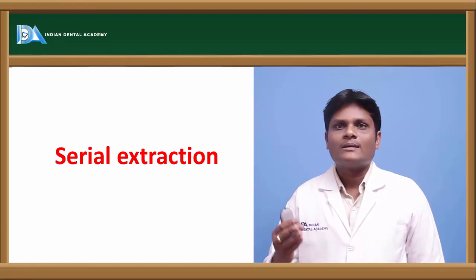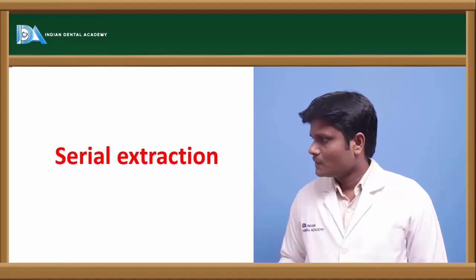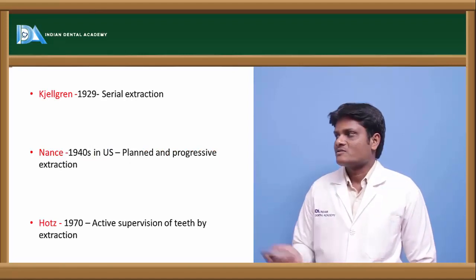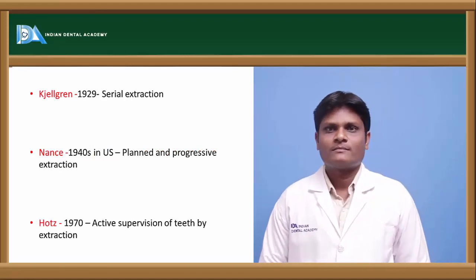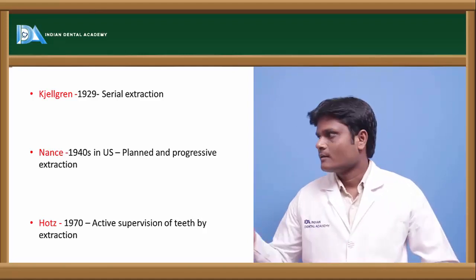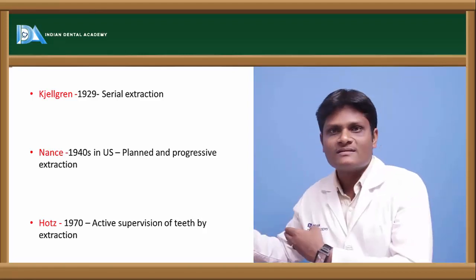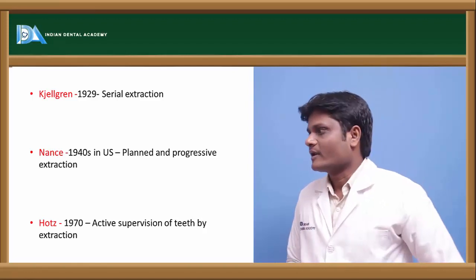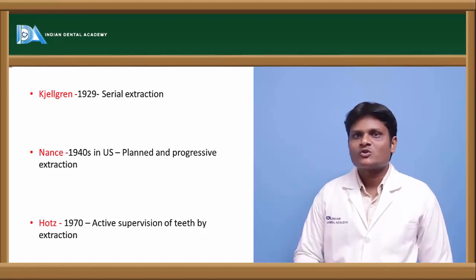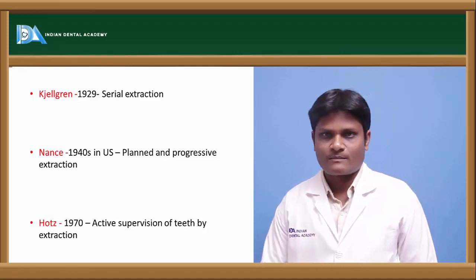The first and important interceptive orthodontic procedure is serial extraction. The term serial extraction was coined by Kjellgren in 1929. It is described as planned and progressive extraction by Nance in 1940, and this process is popularized by this name in the United States of America. According to Hotz in 1970, the process of serial extraction is called active supervision of teeth by extraction.